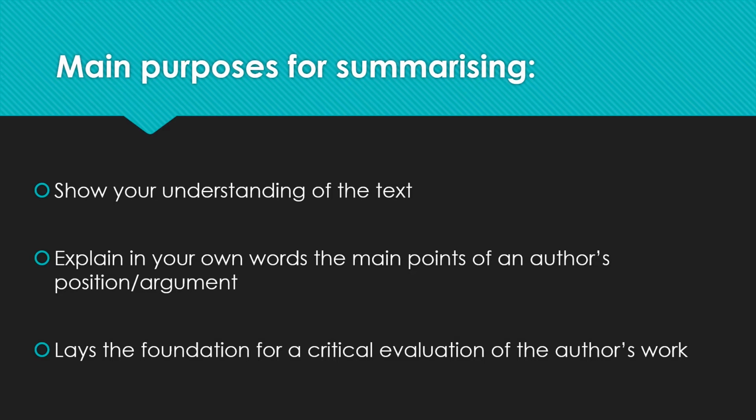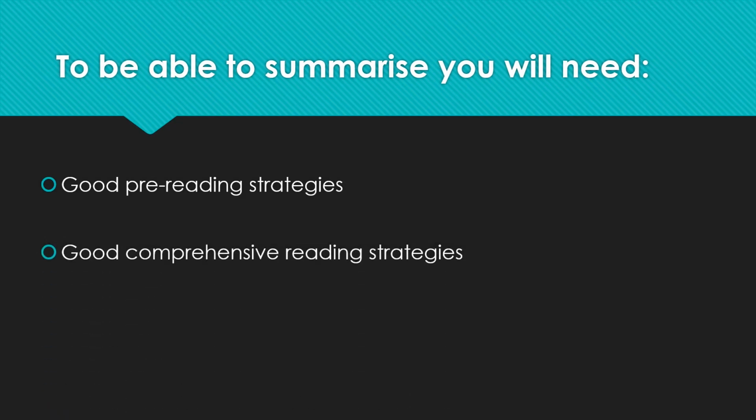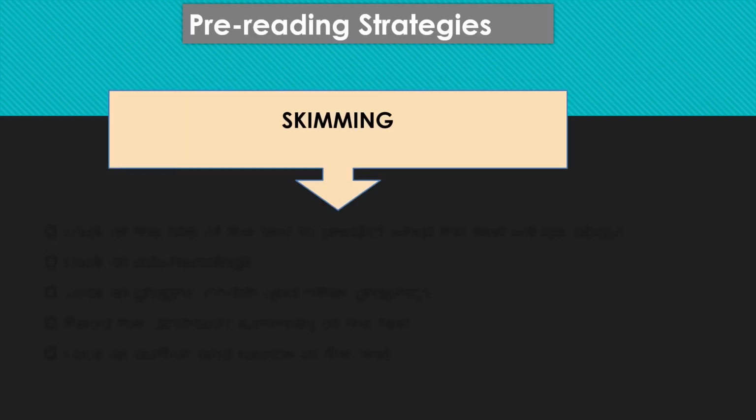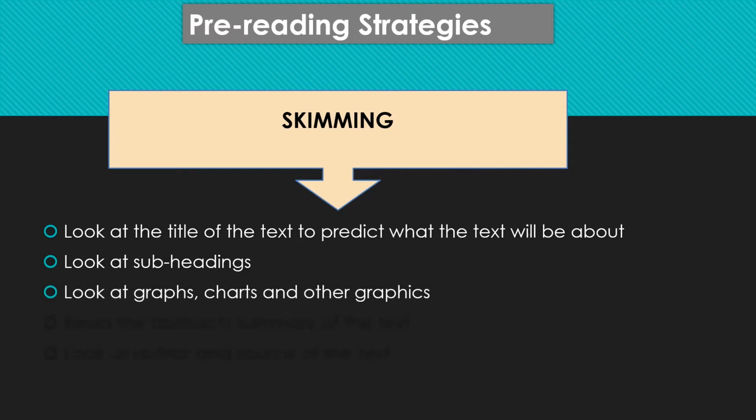How do you go about summarizing a chapter or a section of writing? You will need your pre-reading strategies and your comprehensive reading strategies. So make sure you watch the videos on effective reading strategies before you watch this video. So firstly, your pre-reading skills or skimming. It is important to look at the title or the heading of the text to predict what the text will be about. Now look at the subheadings. Then look at charts, graphs, and any other graphics on the pages that you want to summarize.